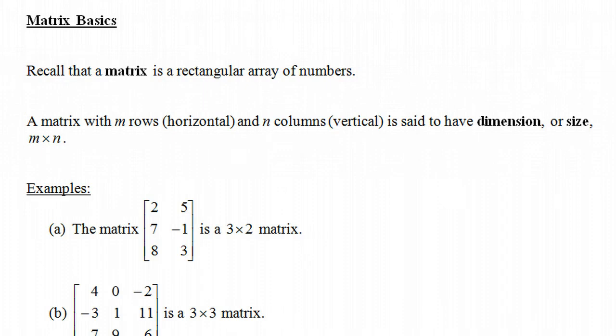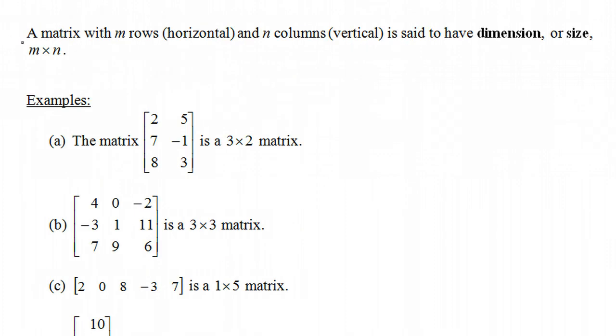In this video, we're going to go over some matrix basics. Now, let's recall that a matrix is just a rectangular array of numbers. And a matrix with m rows, so rows are horizontal, and n columns, which are vertical, is said to have dimension or size m by n. Okay, you always do the rows first, then the columns.